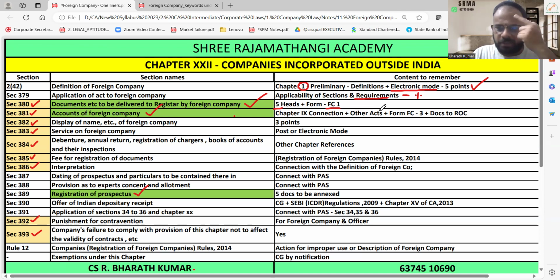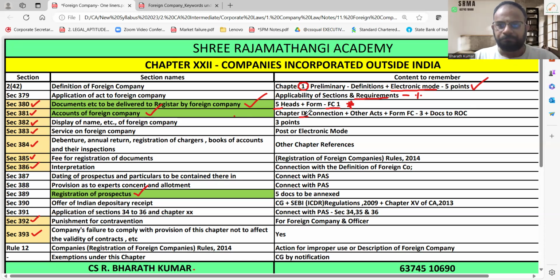So what are the 5 heads? You should make it very strong because I told you this green color is important for your exam. For those 5 heads you should be strong in theory, or thorough if they ask in a case-based question. Accounts of the foreign companies. Accounts of companies means which chapter you will cover? Chapter number 9. Accounts of companies, like books of accounts, financial statements, consolidated financial statements, all that basic material we would have studied. That is the chapter number 9 connection, chapter 9 of the Companies Act.